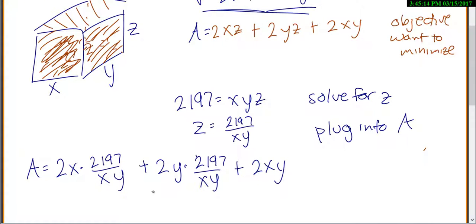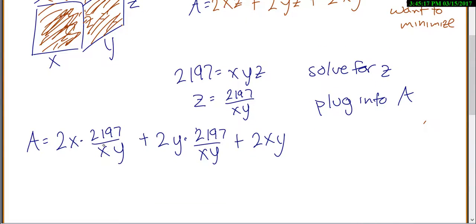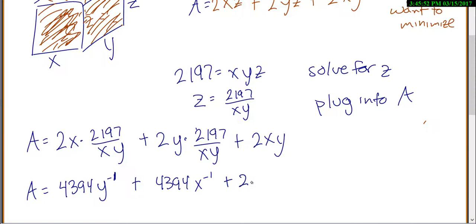Now at this point, luckily this simplifies, so it's not as bad as it looks because we have an x over an x and a y over a y. So let's bring those out. So A is going to equal 2 times 2197, which is 4394. The x's cancel. Oh, but we still have over y. Let's change that. I like to write these as y to the negative 1. It makes it easier for me to do derivatives. Plus now again 4394, times x to the negative 1, plus 2xy.